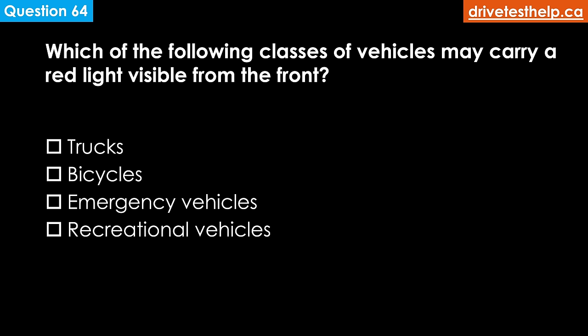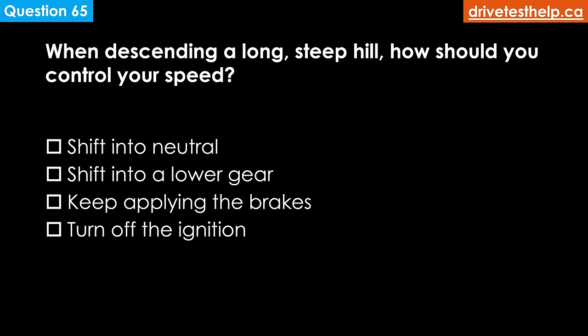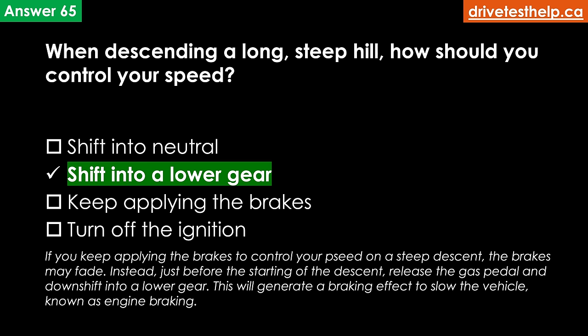Which of the following classes of vehicles may carry a red light visible from the front? Trucks, bicycles, emergency vehicles, recreational vehicles. Correct answer: emergency vehicles. Only emergency vehicles responding to a call may carry a red light visible from the front. When descending a long, steep hill, how should you control your speed? Shift into neutral, shift into a lower gear, keep applying the brakes, turn off the ignition. Correct answer: shift into a lower gear.